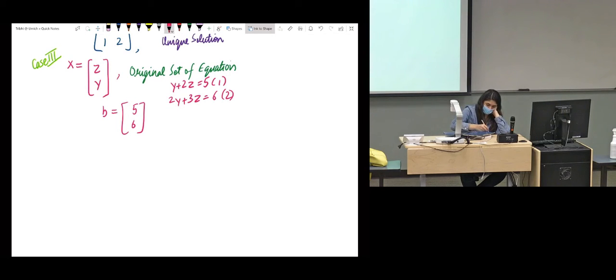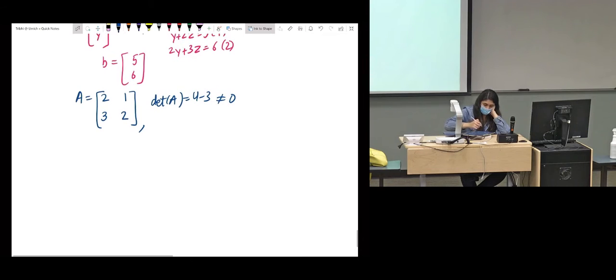From here, when I'm building A, I want to look at the coefficient of z first this time, so it'll be 2, then the coefficient of y, because my x is such that z is the first variable and y is the second variable I'm looking for. And similarly for the next part, it's 3 and 2. Now the determinant of A is 4 minus 3, not 0, and we get the same thing.